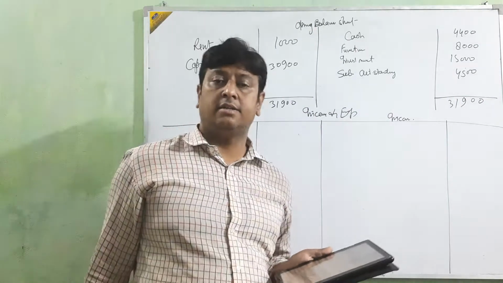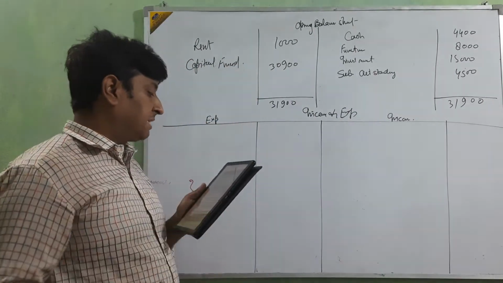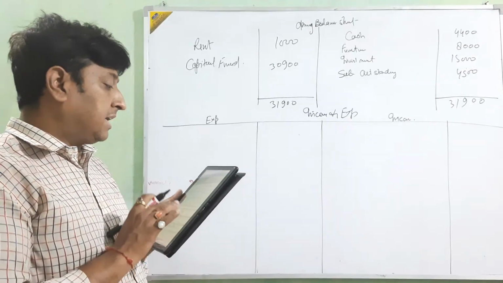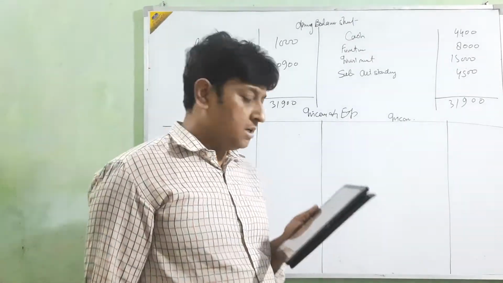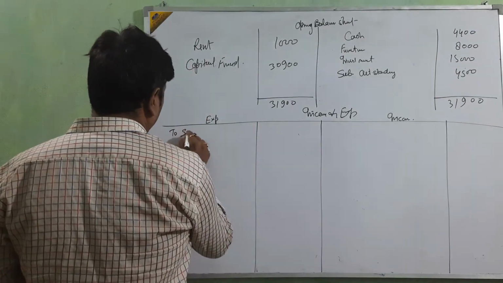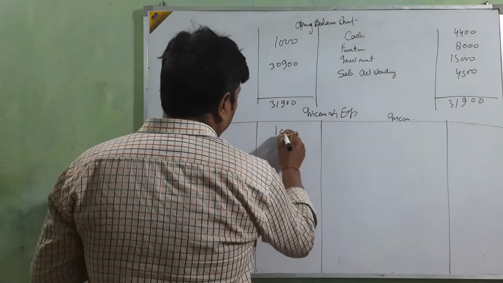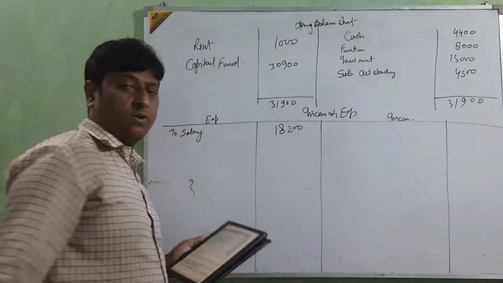Okay beta, now we are going to start this opening income and expenditure account. First we are going to start with the payment side. First is salary. No adjustment about the salary, 18,200. Okay beta, clear?